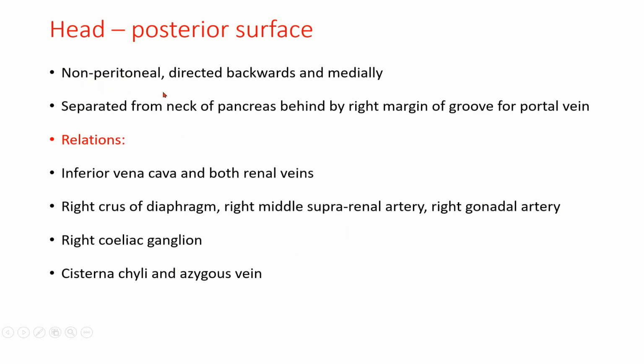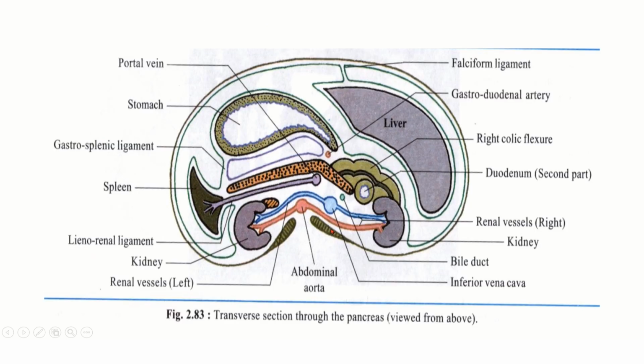So posterior surface, it is non-peritoneal, directed backwards and medially, separated from neck of pancreas behind by the right margin of the groove for portal vein. Relations: inferior vena cava and both renal veins, right crus of diaphragm, right middle suprarenal artery, right gonadal artery, right celiac ganglia, cisterna chyli and azygos vein. You can see here, behind the head, you can see clearly the inferior vena cava. You can see the renal vessels here.